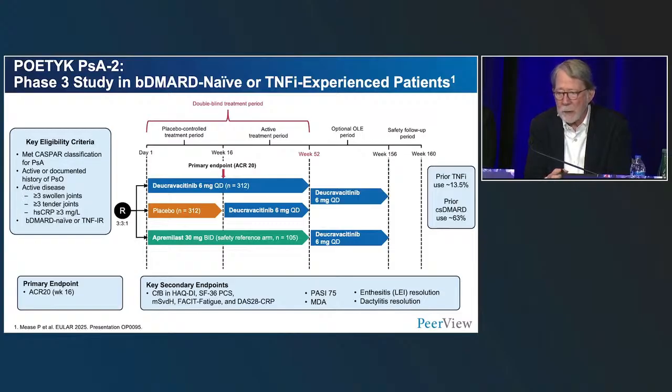The patients were randomized to receiving either deucravacitinib 6 milligrams per day, placebo, or apremilast in standard dose of 30 milligrams twice a day. The point of the apremilast arm of the trial was not for a reference arm for efficacy, but was for a reference arm for safety. It was not powered to be a head-to-head trial against apremilast.